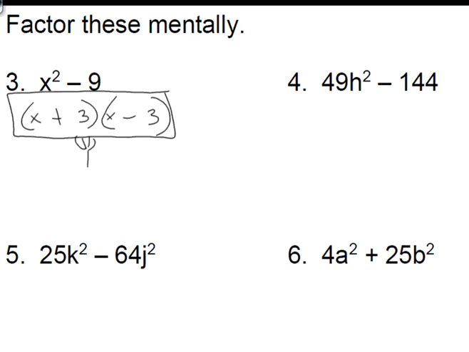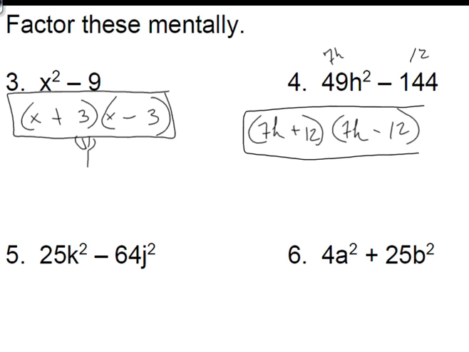Looking at example 4. 49h squared is a perfect square. That is 7h. 144, that is on our list of squares. That is 12. So I automatically drop down. I put a 7h in the front. I put a 12 in the back side. I put a plus and I put a minus. And that one's done.